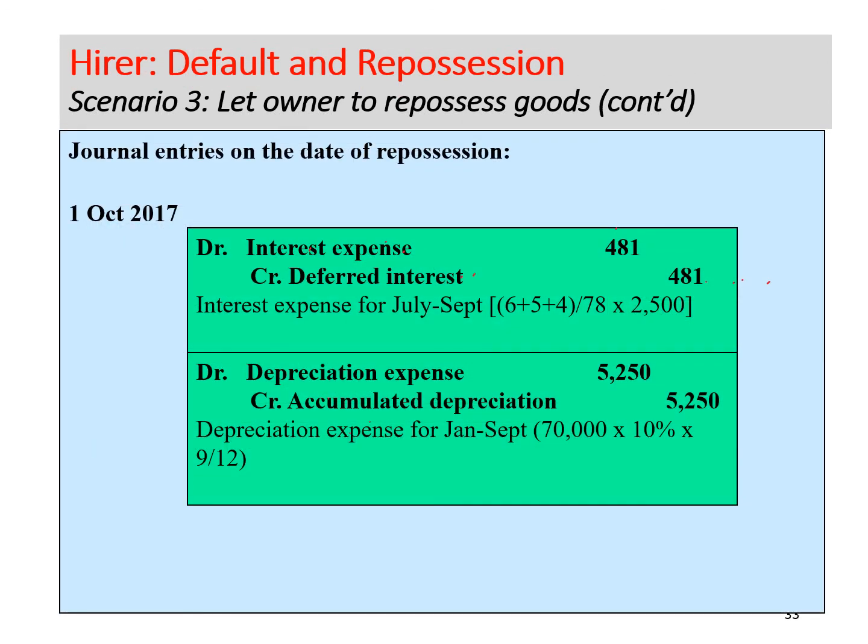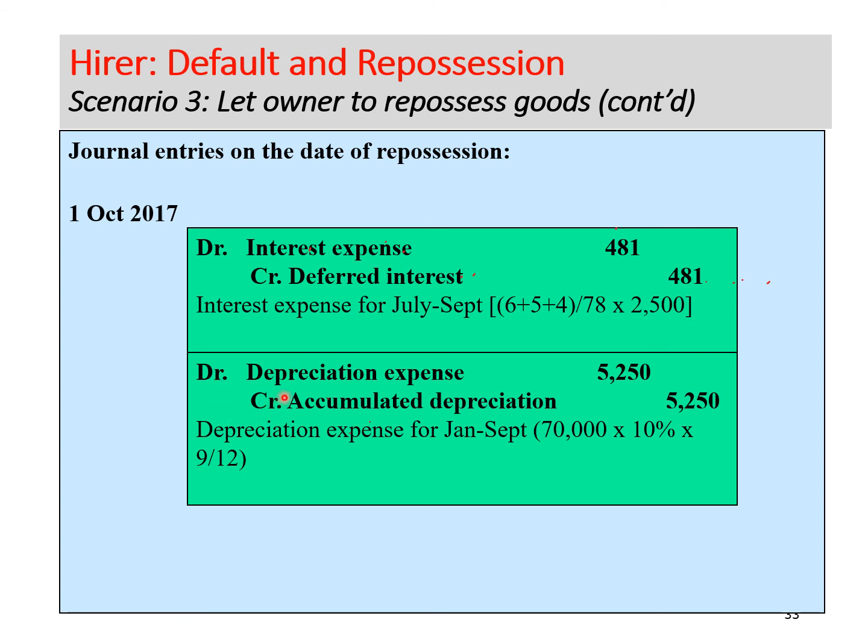So on 1st of October 2017, you will have to prepare the journal entries for Shelix Berhad. The journal entry that you have to record is debit the interest expense and credit the deferred interest. This interest expense represents the interest expense for the month of July until September. So how do you get 481? You basically take 6 plus 5 plus 4 divided by 78 times the total interest of 2,500.